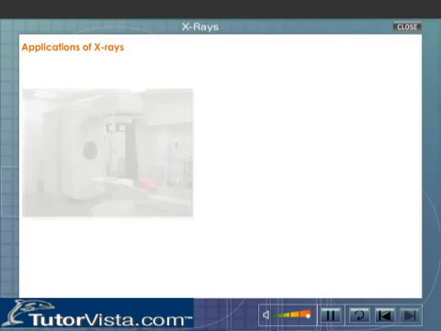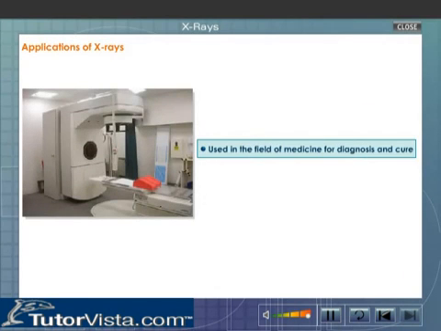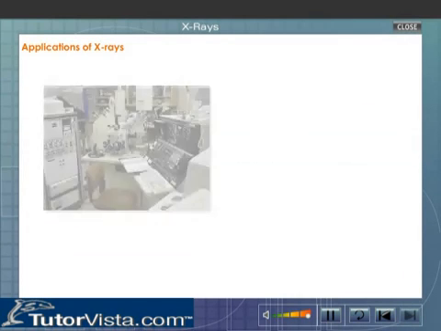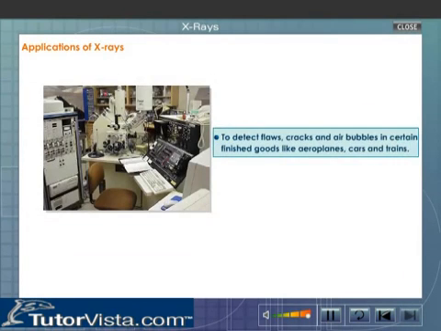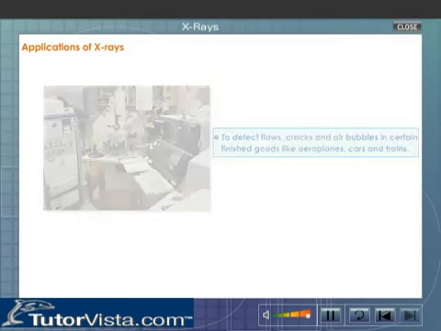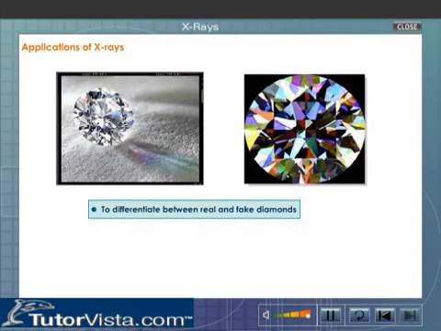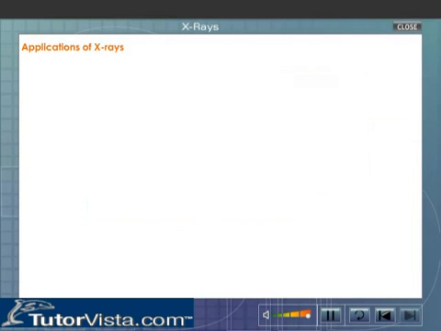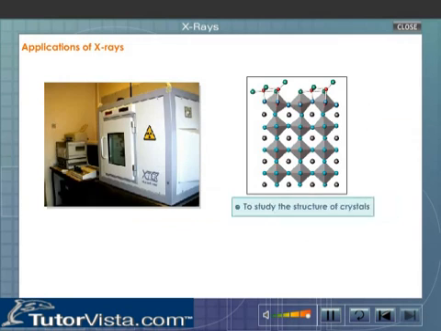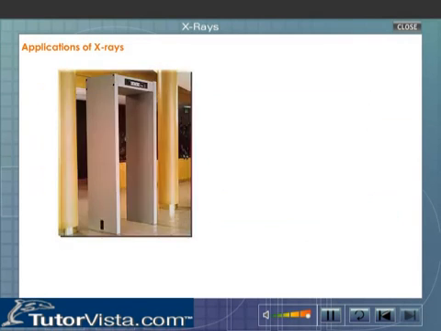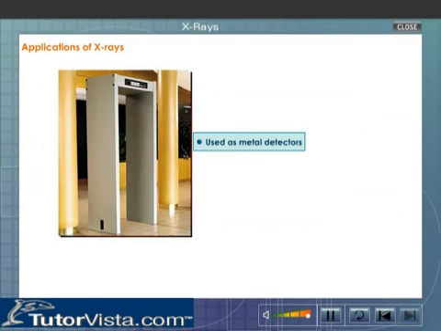Applications of X-rays. X-rays are used in the field of medicine for diagnosis and cure, to detect flaws, cracks, and air bubbles in certain finished goods like aeroplanes, cars, and trains, to differentiate between real and fake diamonds, to study the structure of crystals. X-rays are also used as metal detectors.